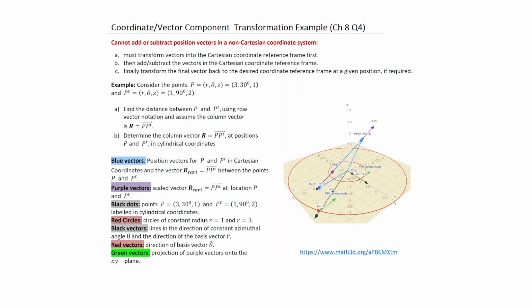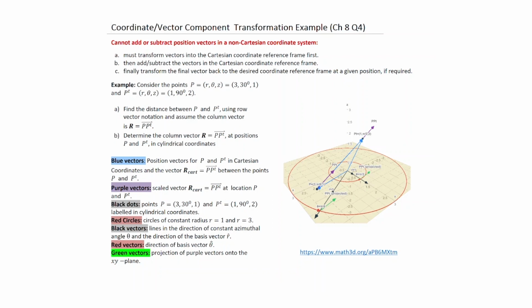So let's take the example. Consider the point P, written in cylindrical coordinates. So R is 3, angle theta is 30, and Z is 1. And another point which has radius 0.1, theta 90, and Z equals 2. P superscript T doesn't mean transpose. It's just a label that we've used for this example. So part A asks you to find the distance between P and P^T.